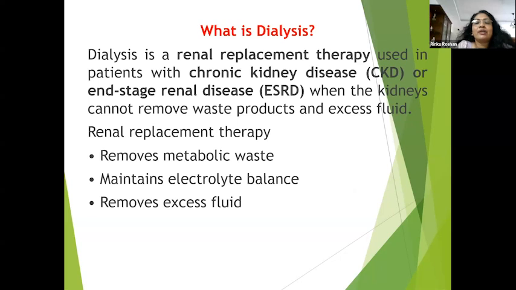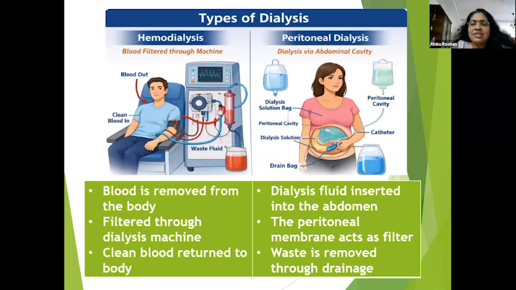When the kidney cannot remove the waste products and excess fluid from the body, renal replacement therapy removes the metabolic waste, maintains electrolyte balance, and removes excess fluid. So that is just a very, very simple introduction. There are 2 types of dialysis, as you know: one is hemodialysis and the second one is peritoneal dialysis. Today we are going to focus only on hemodialysis patients.